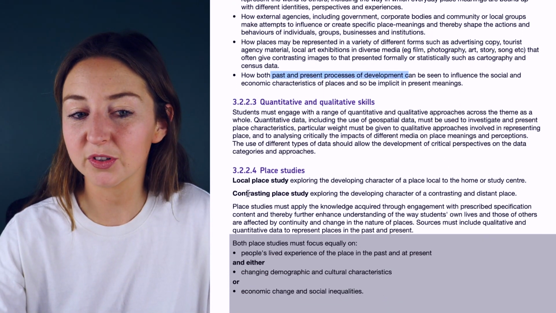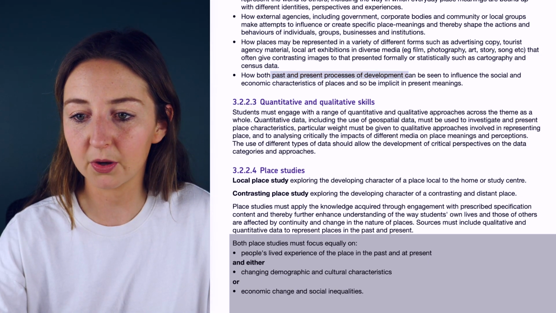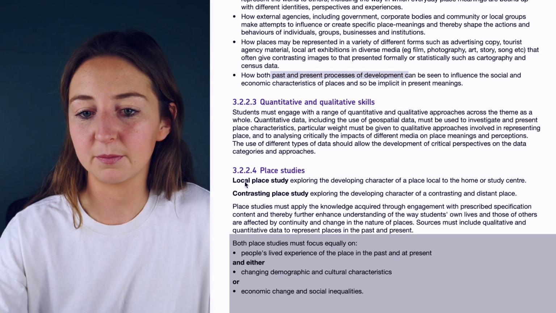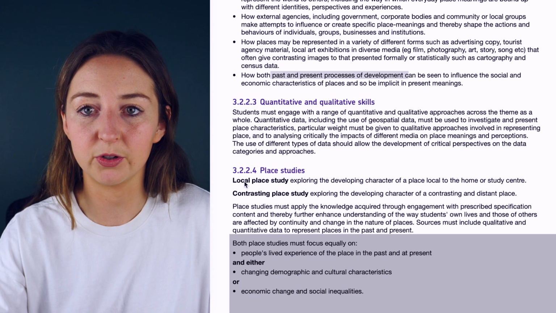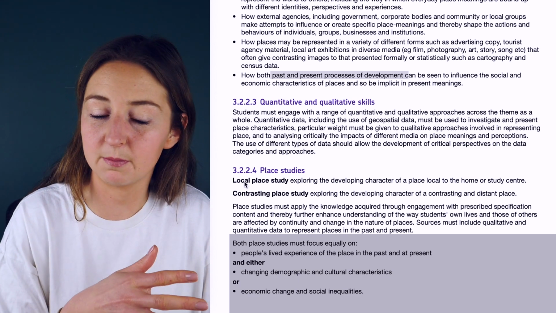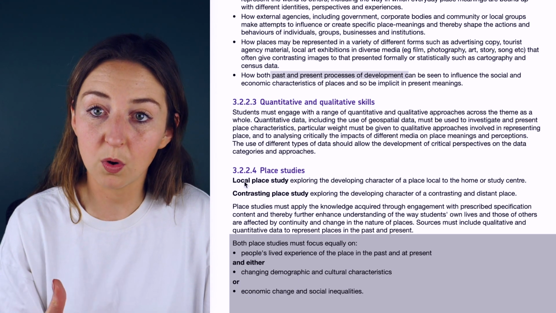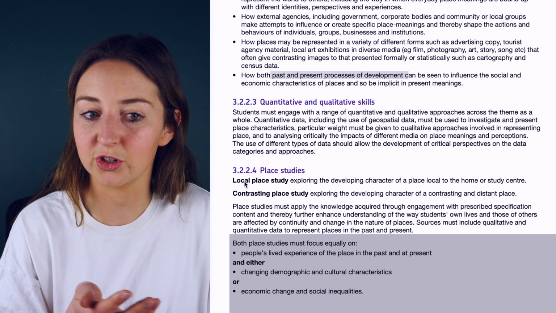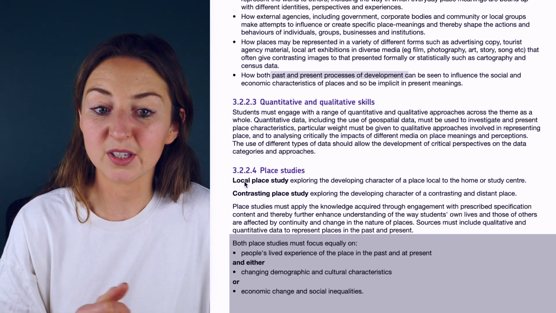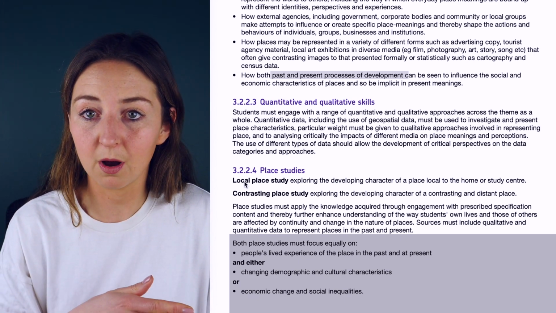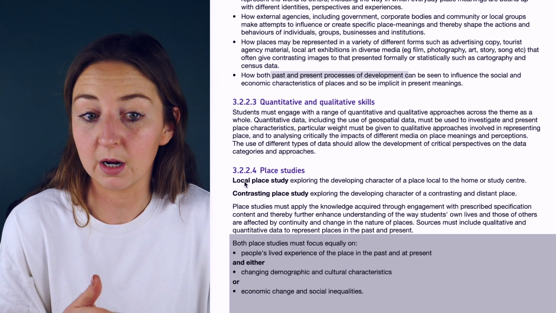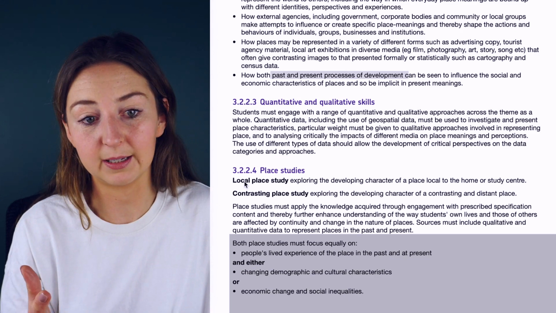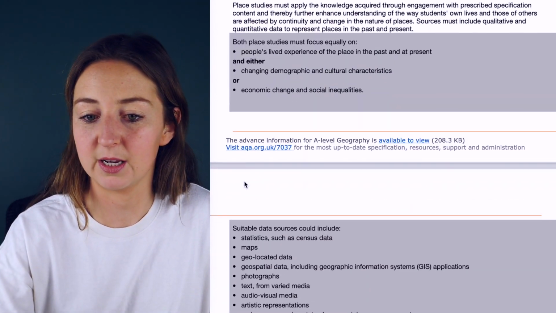And then not surprisingly, both case studies are still in. Sometimes they give you options whether to include the local place study or a contrasting place study. Sometimes they just say one, so make sure you know it in detail. Both of them in detail, don't just pick one. Know them inside out and how they link to all parts of the spec, because you can use them to probably answer any question and link it to it, particularly with meaning and representation.